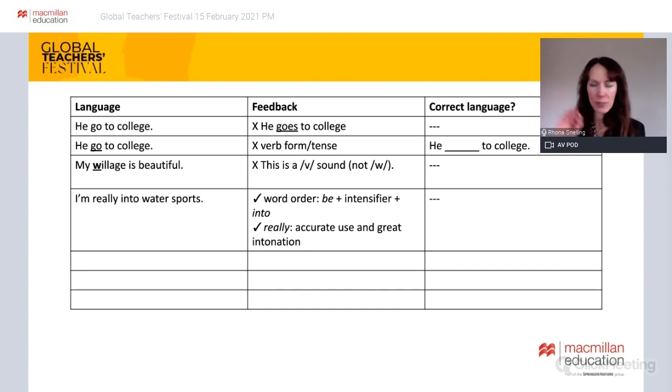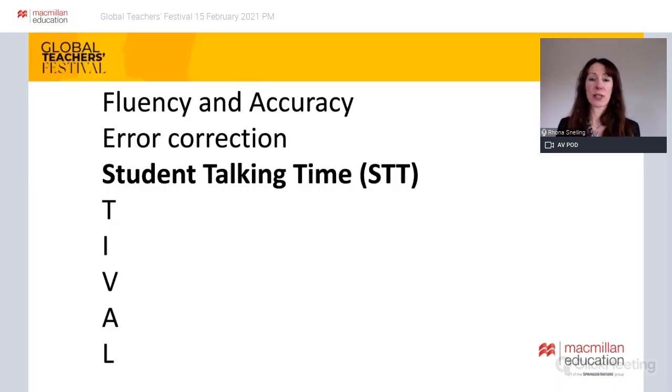So yes, absolutely correct the errors, note them down in whatever way. But also, if you've heard a great bit of language, if they're using some new language well, if there's a very difficult grammatical concept that they've expressed, then we need to applaud it. Absolutely. Positive reinforcement is so important. So I would encourage you to try that. Let's move on to the next letter in the festival. So we are now on S, for student talking time.